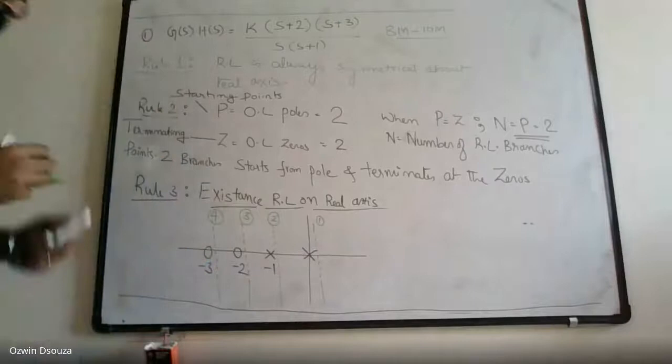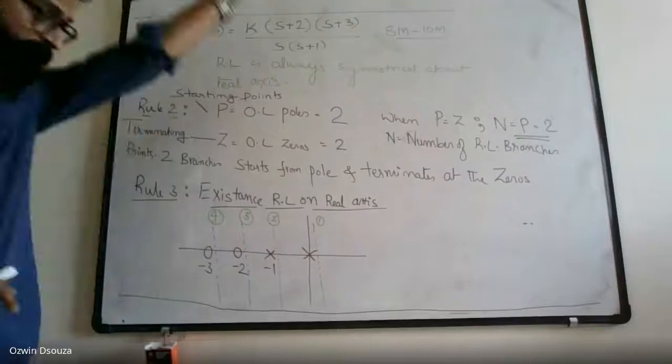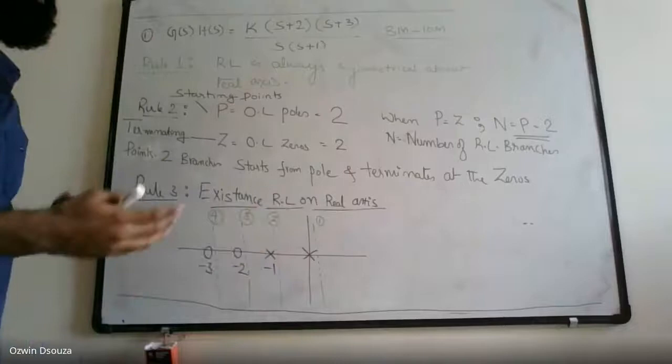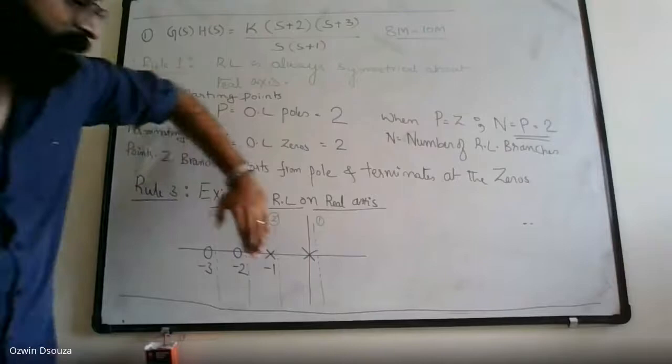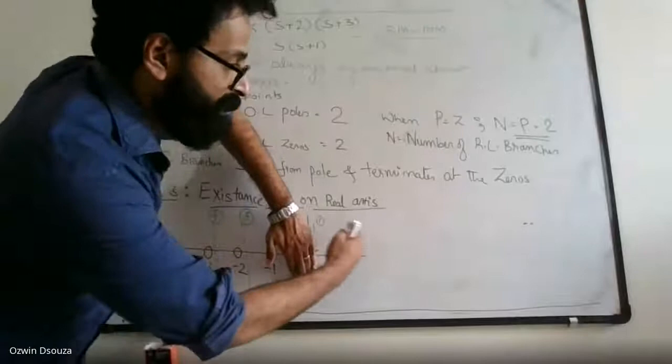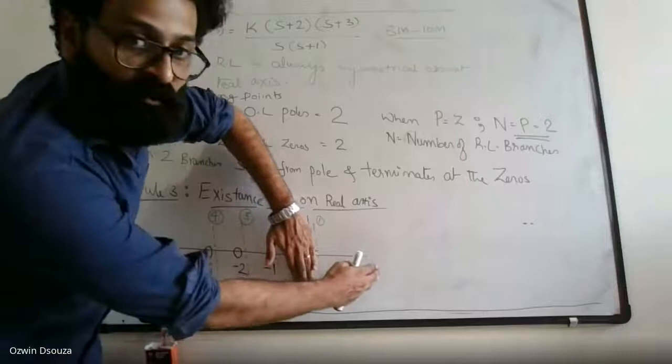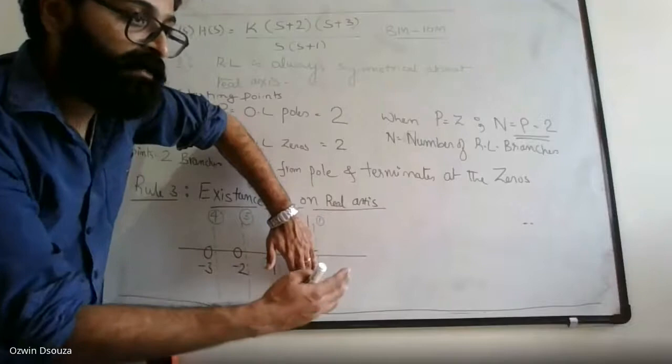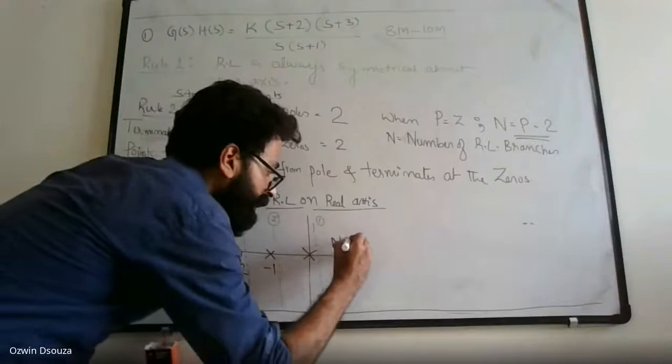After marking these sections, you consider the individual roots and start counting how many open loop poles and open loop zeros are present on the right hand side of a particular section. Let us start with the first pole and check how many roots are lying on the right hand side of this section. Zero roots, right? Zero is an even number. So whenever you get your count as even, you say there is no root locus. So your entire positive real axis is a no root locus zone.